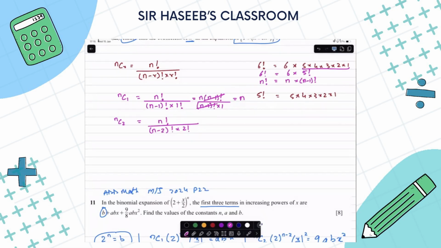Where did you lose me? Sorry, sir, I got disconnected. Where did I lose you? I lost you at 6 factorial is equal to 6 into 5 into... Yeah, so I'm saying first part, that you can write 6 factorial as 6 into 5 factorial, right? Because this is 5 factorial. So you can write n factorial as n into n minus 1 factorial, just like this. So I broke n factorial into n minus 1 factorial and cancel that with the denominator's n minus 1 factorial. So you're left with n. Okay.